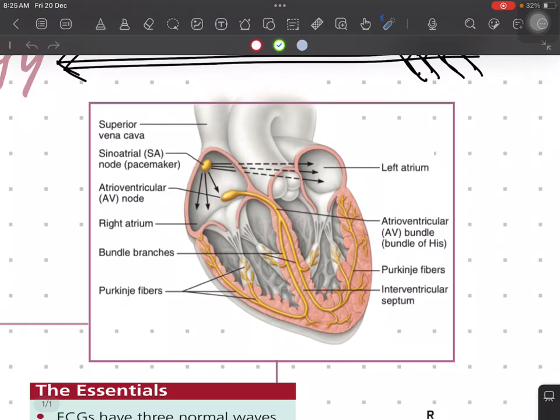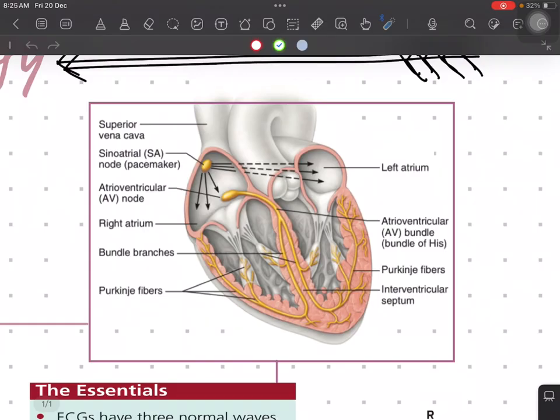Bundle of His divides into two branches, which are the left and right bundle branches. Impulses are conducted toward the heart apex through the bundle branches and Purkinje fibers. Then the impulse spreads across both ventricles and will cause both ventricles to contract simultaneously from the heart apex upward. The blood in the ventricles pumps into the aorta and pulmonary artery.